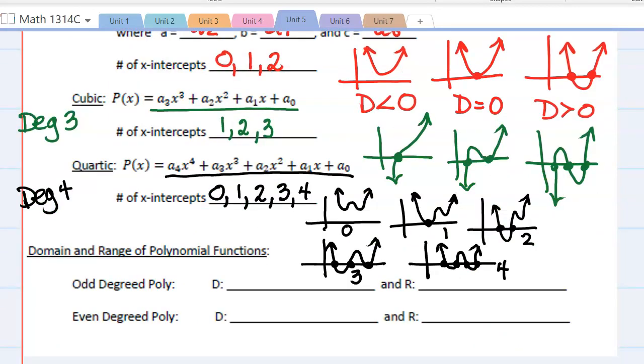Hopefully you noticed a pattern here with the degree of polynomial and the possible number of x-intercepts. If we look at the linear and the cubic functions, both are odd-degreed polynomials, and they will always have at least one x-intercept, and at most they can have the degreed number of x-intercepts. So we can conclude that odd polynomials can have 1, 2, 3, and so on, all the way up to n number of x-intercepts.